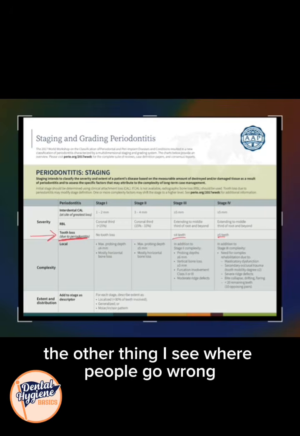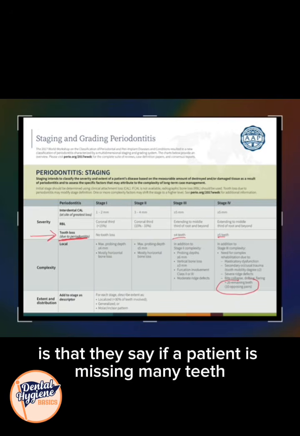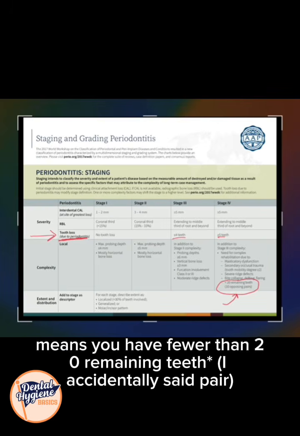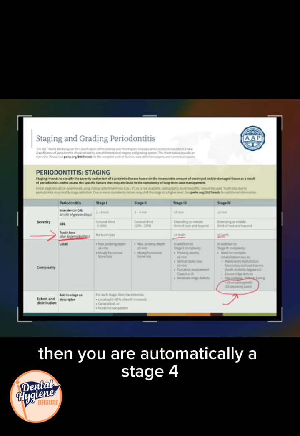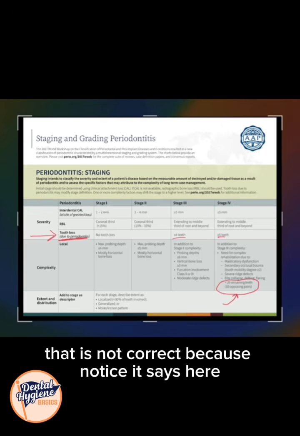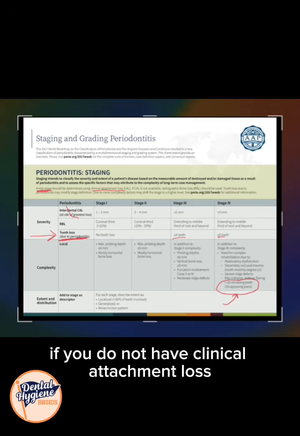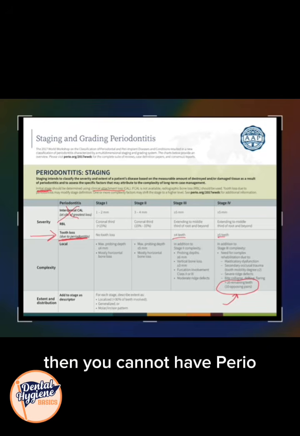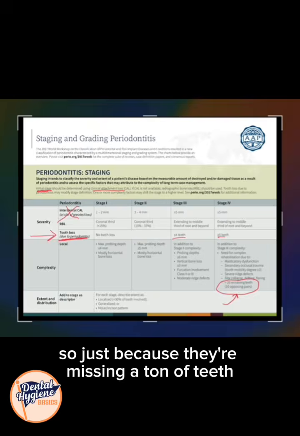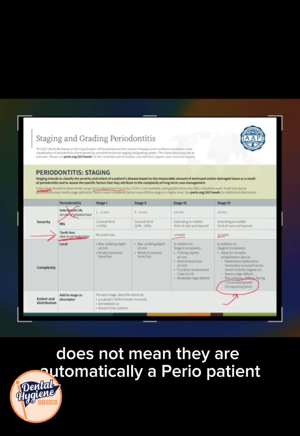The other thing I see where people go wrong is that they say if a patient is missing many teeth, meaning if you have fewer than 20 remaining teeth, then you are automatically a stage 4. That is not correct, because notice it says here the initial stage should be determined using clinical attachment loss. If you do not have clinical attachment loss, then you cannot have perio, meaning you cannot stage this patient. So just because they're missing a ton of teeth does not mean they are automatically a perio patient.